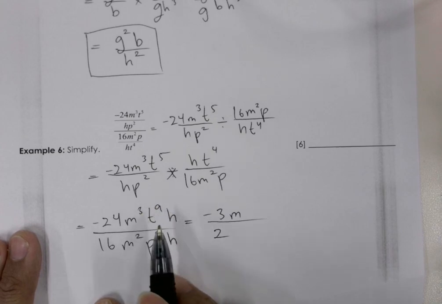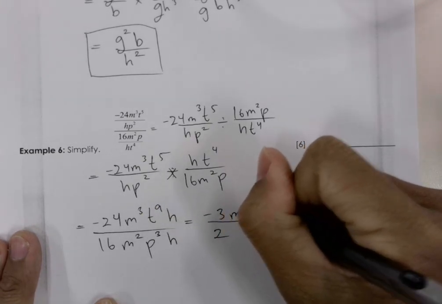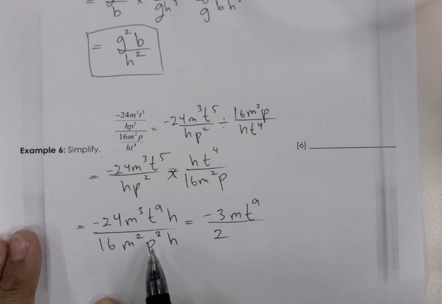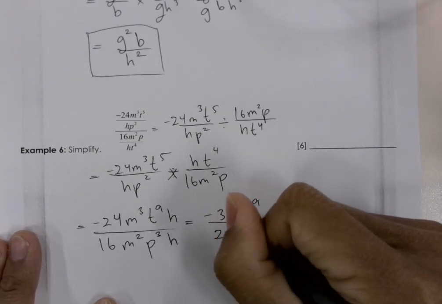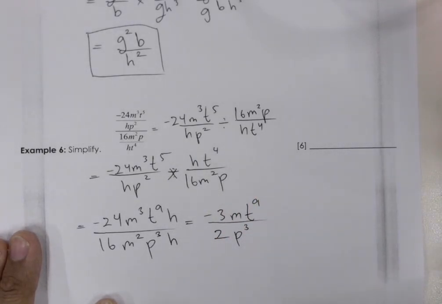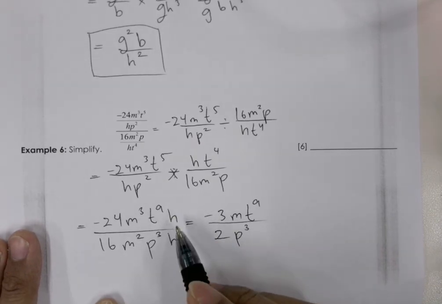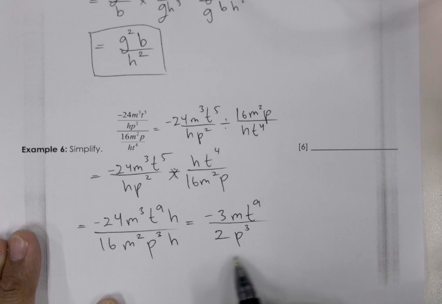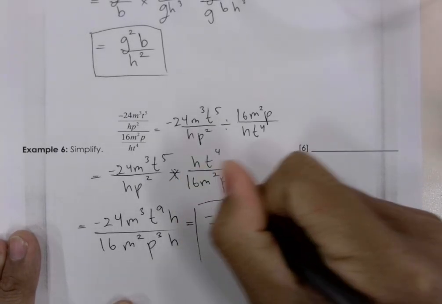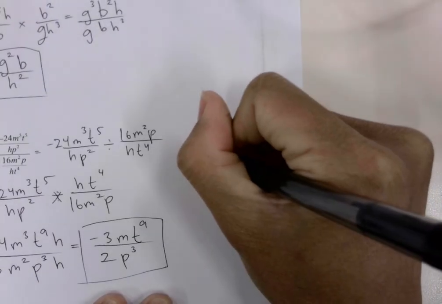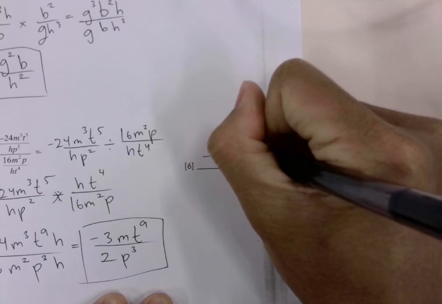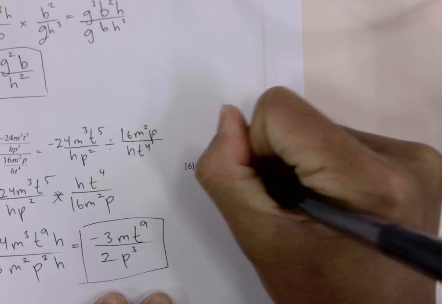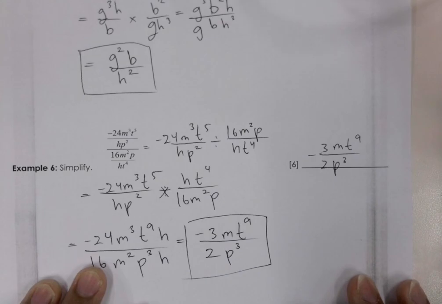And there's only 1 t in the numerator, so t is going to stay the same, t to the power of 9. There's 3 p's in the denominator, so that's going to stay the same. And then the h's cancel out, right? 1 h in the numerator, 1 h in the denominator, they cancel out. So this is our final answer. So negative 3m t to the 9 over 2p to the 3. And we're done.